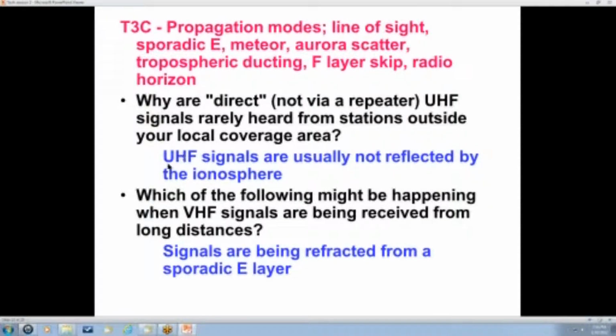Which of the following might be happening when VHF signals are being received from long distances? The signals are being refracted from a sporadic E layer. You saw the E layer there on our diagram of the ionospheric layers. You can have an E layer that comes and goes, and it's called a sporadic E layer.